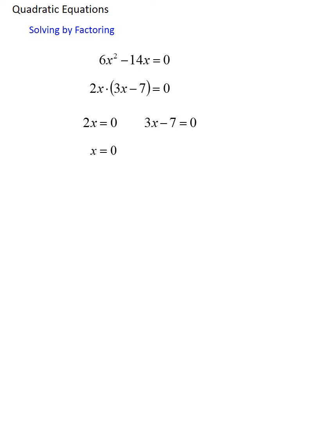And for the equation on the right, I would add 7 to both sides. I didn't show that, but I effectively did that. And then dividing both sides by 3 gives me this. It is possible, of course, to get fraction answers. So there's my two answers to this quadratic equation.